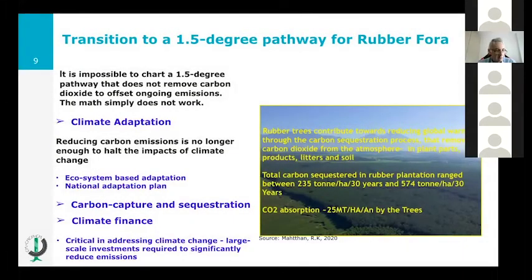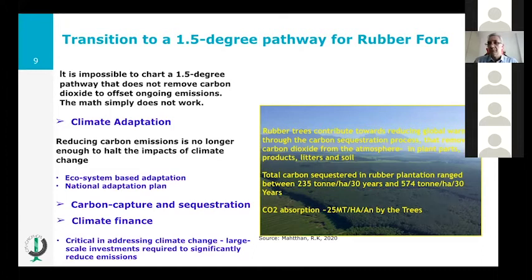Specific to the rubber industry, what are the adaptation and the mitigation actions, and also how could the tree as a whole be used as a carbon sink to offset the CO2 emission? It is possible to chart a 1.5 degree pathway that does not remove carbon dioxide to offset the ongoing emission. This is a myth, but this math simply doesn't work. Reducing the carbon emission is no longer enough to halt the impact of climate change.